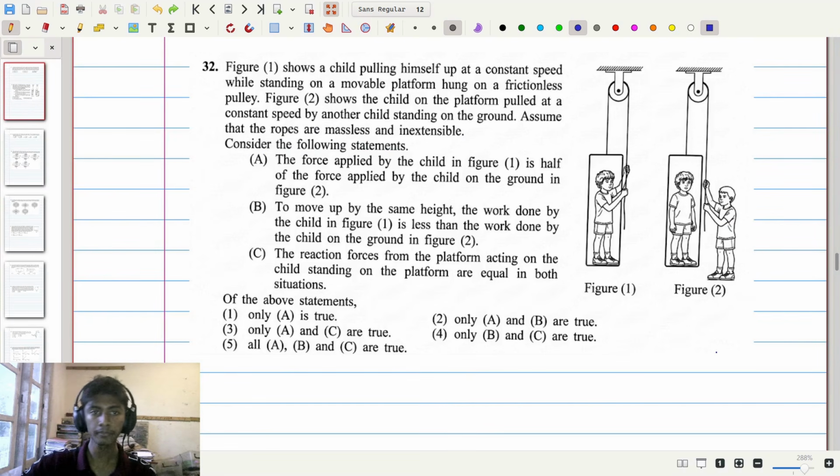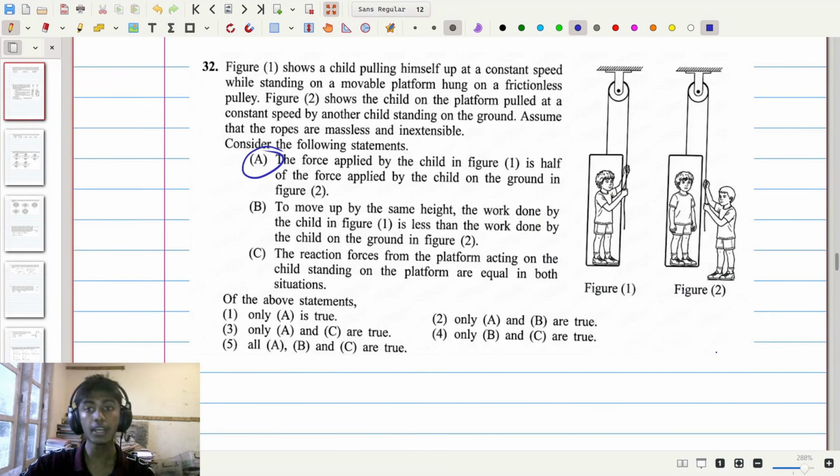Now statement A says, the force applied by the child in figure 1 is half of the force that's applied by the child on the ground in figure 2. Statement B says, to move up by the same height, the work done by the child in figure 1 is less than the work done by the child on the ground in figure 2. And statement C says, the reaction forces from the platform acting on the child standing on the platform are equal in both of these situations. Now to answer this, let's consider the first statement.